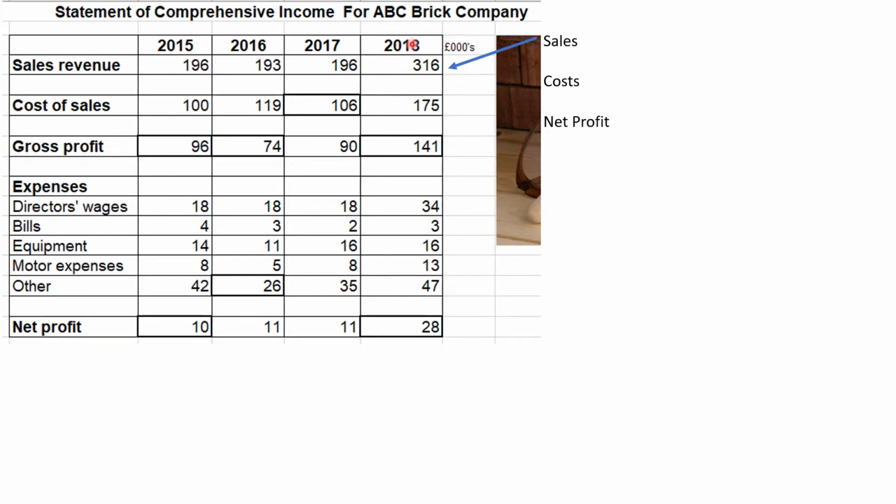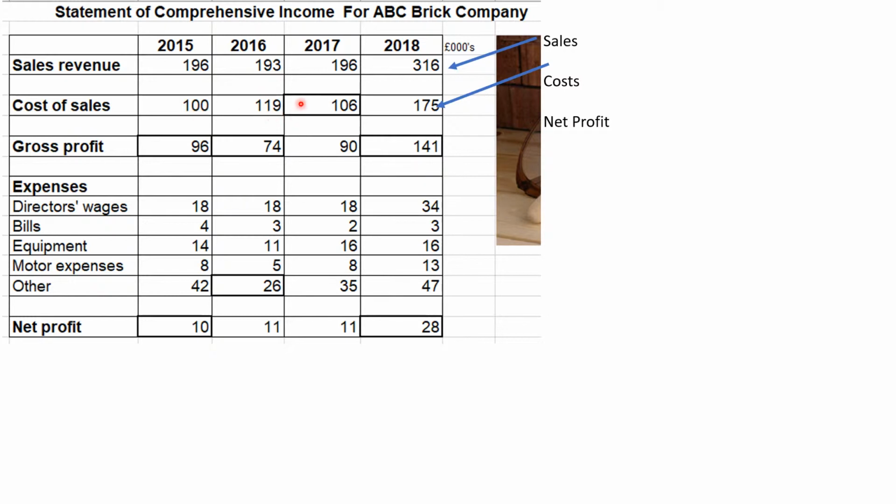That could have been caused by extra advertising. It could have been caused by opening another shop. It could have been caused by having a really good sale, getting a new contract. Lots of different causes, but an increase in sales for that we would assume is very good. The second thing we look at is the costs. First of all, we're going to look at the cost of sales.